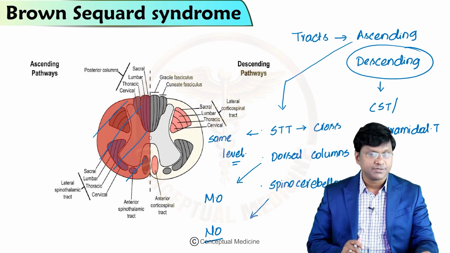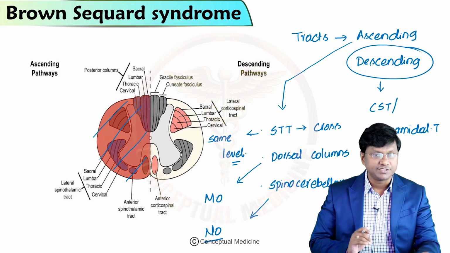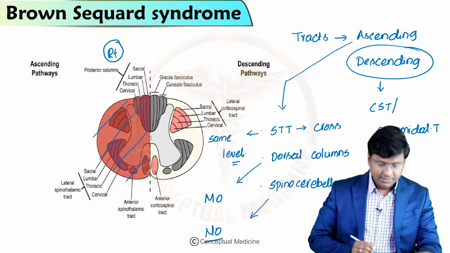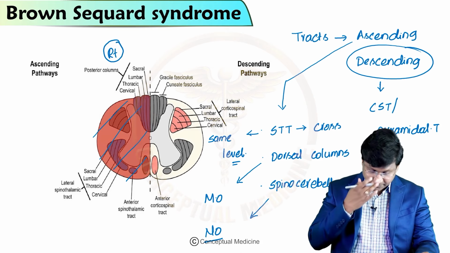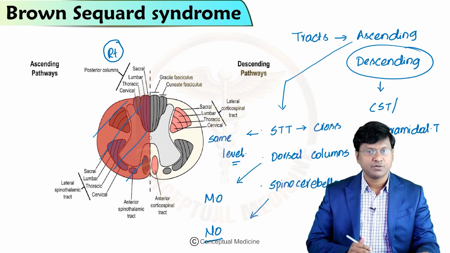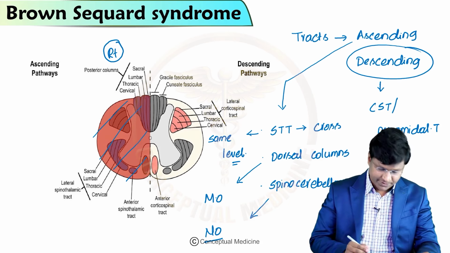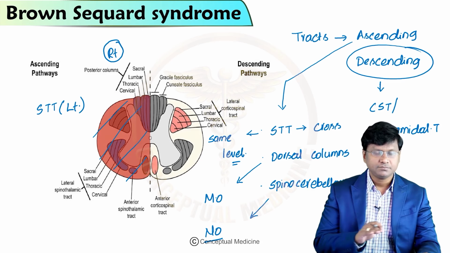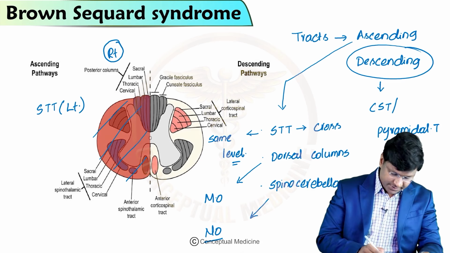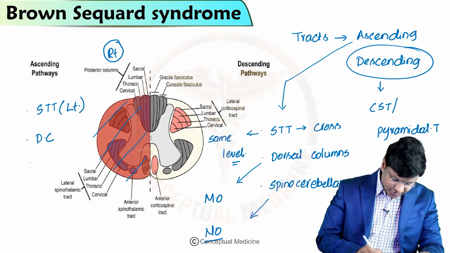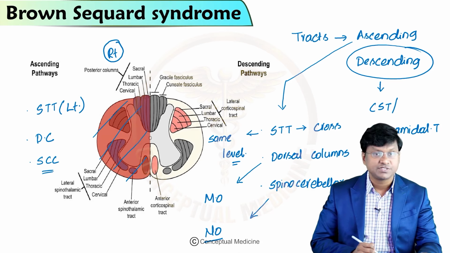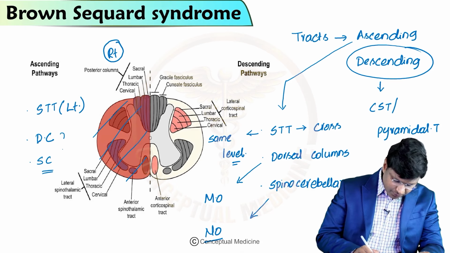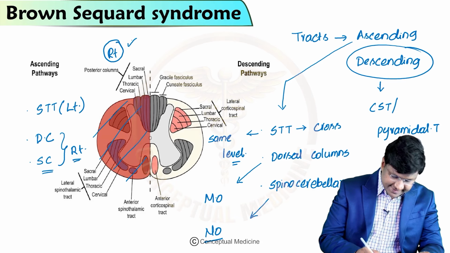What you have to understand now is, suppose in this image the right side of the spinal cord has been cut. When the right side of the spinal cord has been cut, which side tracts are gone, I'll explain. The spinothalamic tract of the left side is damaged because at the same level it crosses to the opposite side. DC stands for dorsal columns, SCC stands for spinocerebellar tract. Both of them will be of the same side.